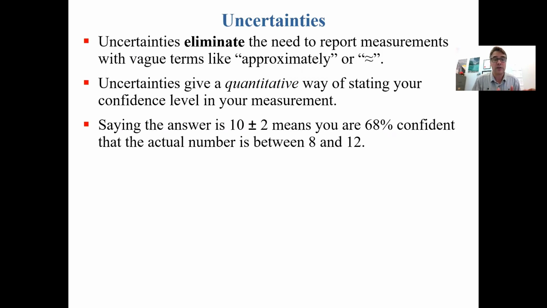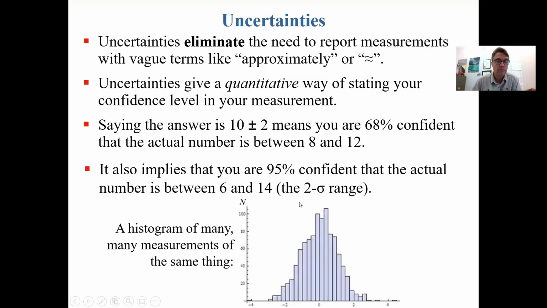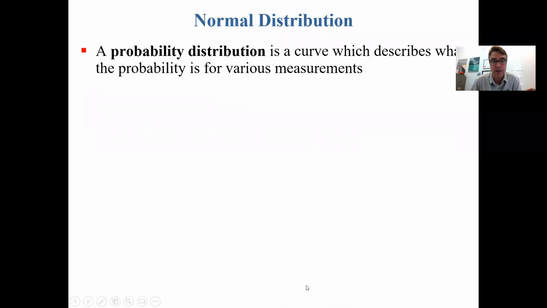If you say an answer is 10 plus or minus 2, what that means is that you are 68% confident that the actual number is somewhere between 8 and 12. And it also implies that you are 95% confident that the actual number is between 6 and 14. This is what's called the 2 sigma range. So here is a histogram of many measurements of the same thing. They don't always come out the same. So plus or minus 1 sigma represents 68% of the area under this, and plus or minus 2 sigma represents 95% of the area. So this is what's called a normal distribution.